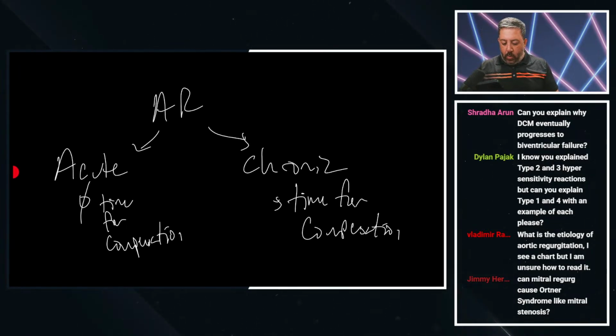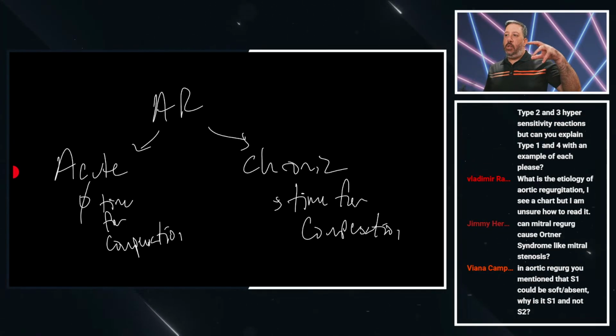Question about, can mitral regurg cause Ortner syndrome like in mitral stenosis? The answer is no, because with mitral stenosis, remember we talk about mitral stenosis being a pressure problem. And when you have a pressure problem, the atria has to squeeze more, causing left atrial hypertrophy. You get that with mitral stenosis from having to always squeeze against a fixed obstruction, which is the stenotic valve.